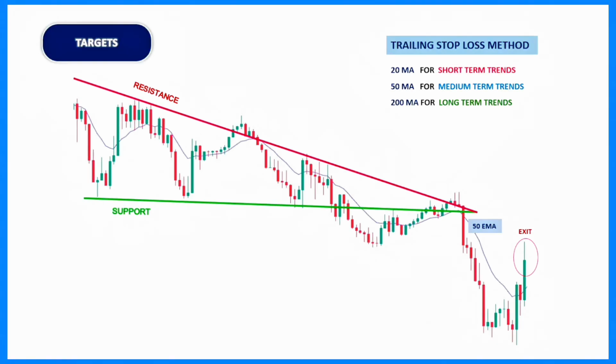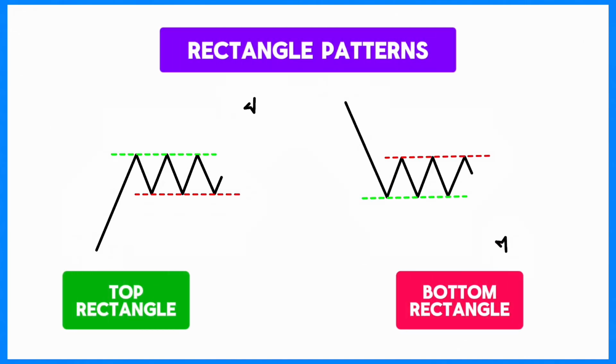In summary, if you want to capture price swings, the price projection technique works best. If you want to ride a bigger trend, the trailing stop loss method is your go-to. And in our next part, we'll dive into rectangle patterns, another powerful continuation pattern that can transform the way you trade.